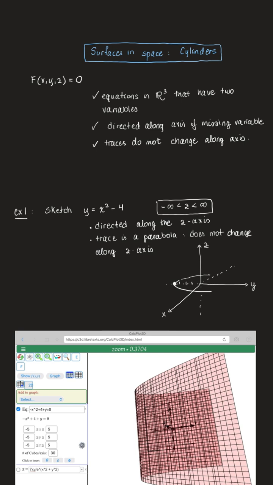But when z is 1, we move up 1 unit and we have the same trace. And when z is 2, we move up 1 unit and we have the same trace. This is what we mean by the trace not changing no matter what value z takes on. And so as z goes from negative infinity to infinity, we create something that we call a cylinder. This is a parabolic cylinder directed along the z-axis where the trace is a parabola, and that parabola does not change as z takes on different values. So I've also sketched it below.